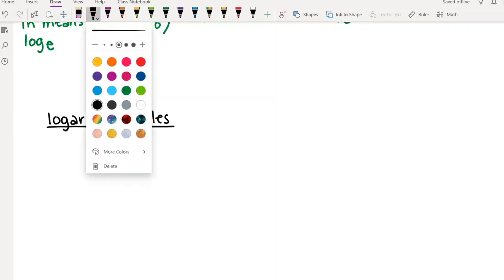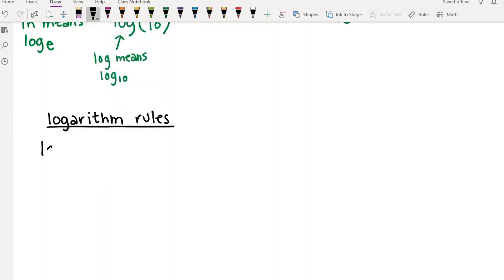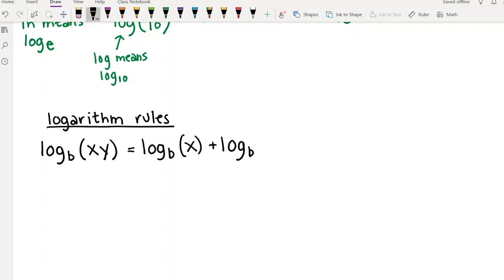One example of a logarithm rule is that if you take log base b of x times y, so you're taking a logarithm of two numbers being multiplied together, that's the same thing as taking log base b of one of the numbers and then adding that to log base b of the other number.